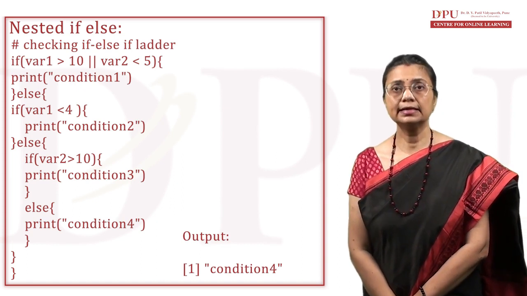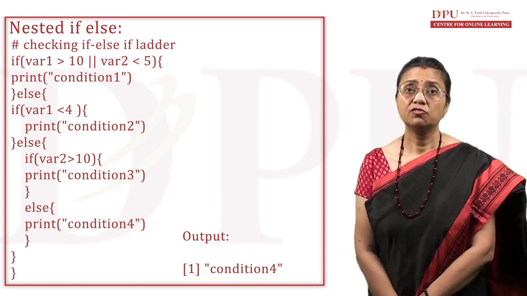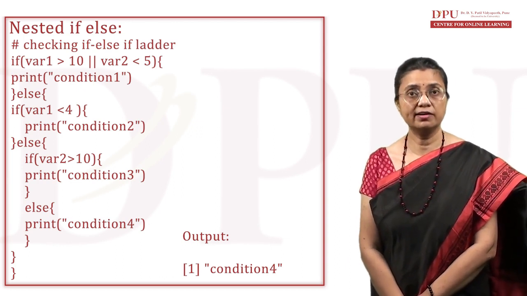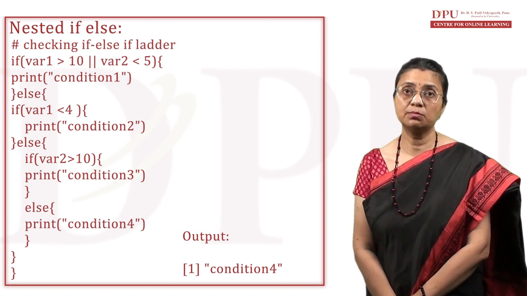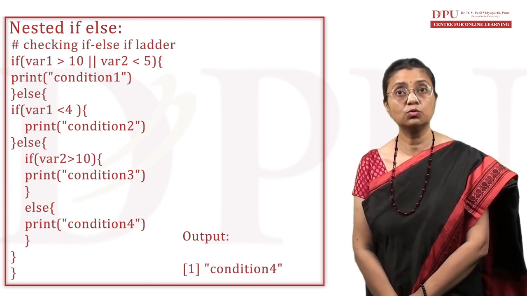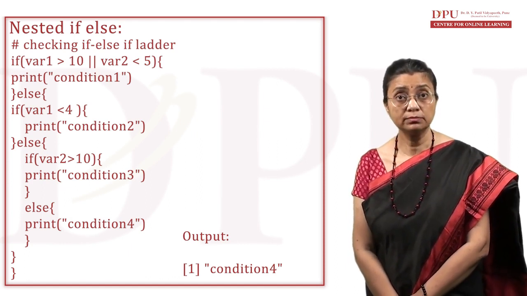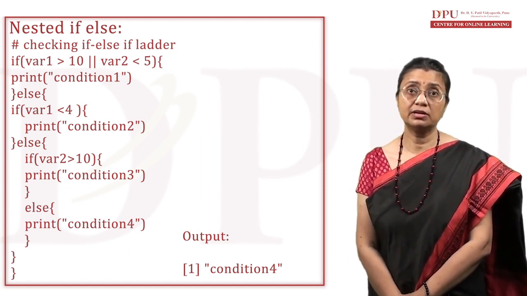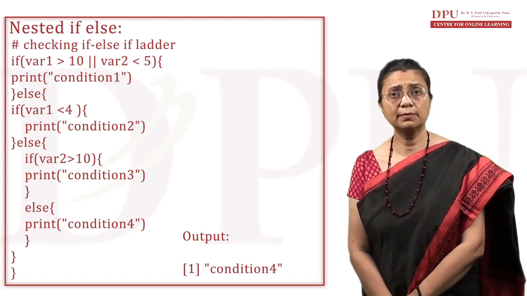You can see here in this code snippet that this is an out and out case of nested if, where inside one if I have incorporated one more if. You can see that the first if is variable 1 greater than 10 or variable 2 less than 5. Otherwise, I check if variable 1 is less than 4, and otherwise I check if variable 2 is greater than 10, and that is how I'm making my conditions.